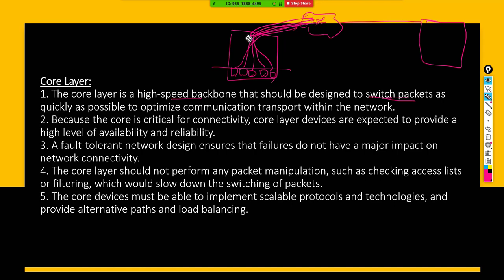So what is the purpose of the core here? To switch packets as quickly as possible. If not, there will be delay. Let's say this user is downloading some file from here. If this core router is not able to handle the request, your file will fail. That is what happens, right?